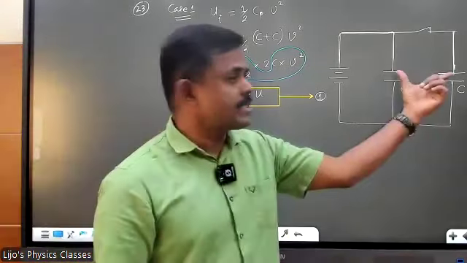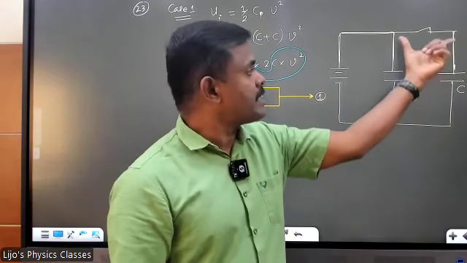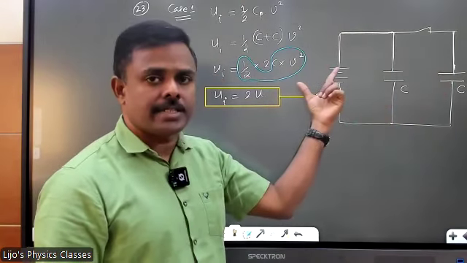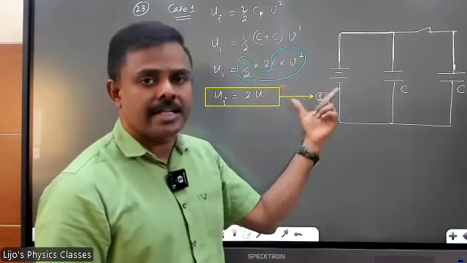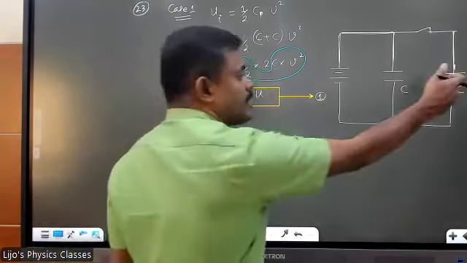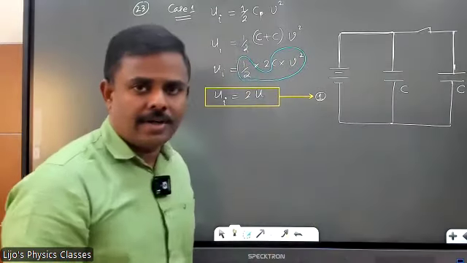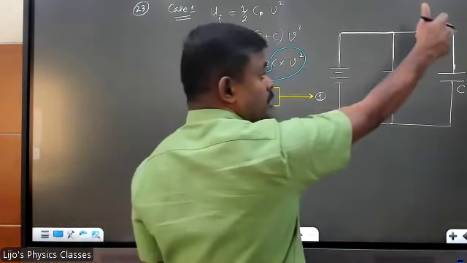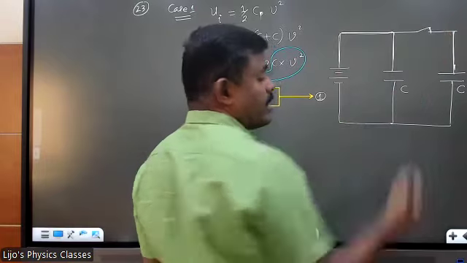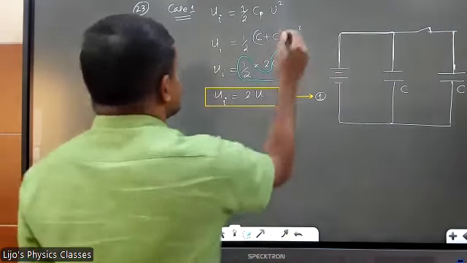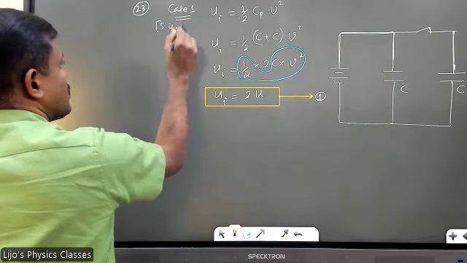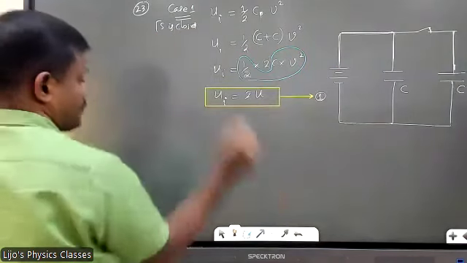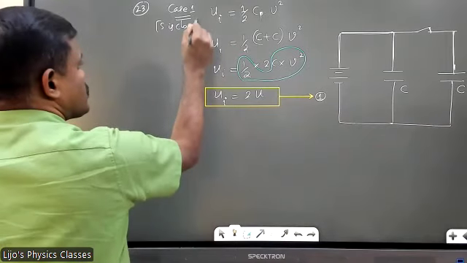For both the capacitors, the top plates are connected straight to the cell's positive. Bottom plates are connected straight to the cell's negative. So, both are in parallel combination, because the switch is closed. Initially, the switch is closed. So, this is the switch closed case.